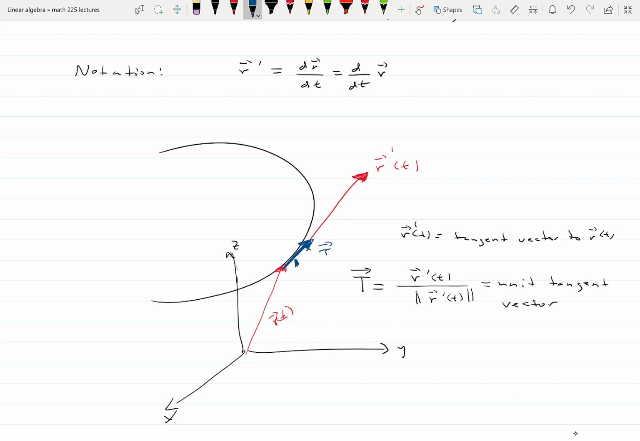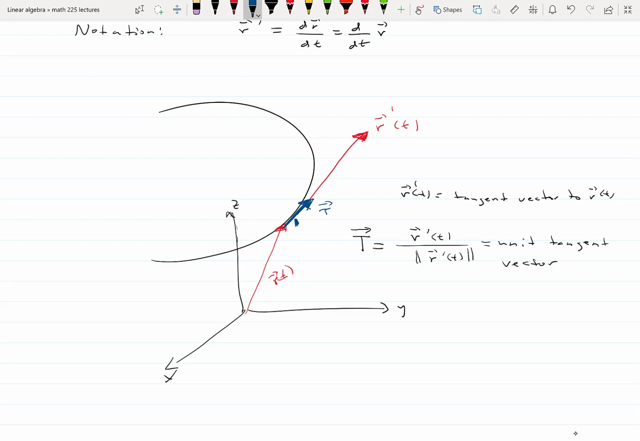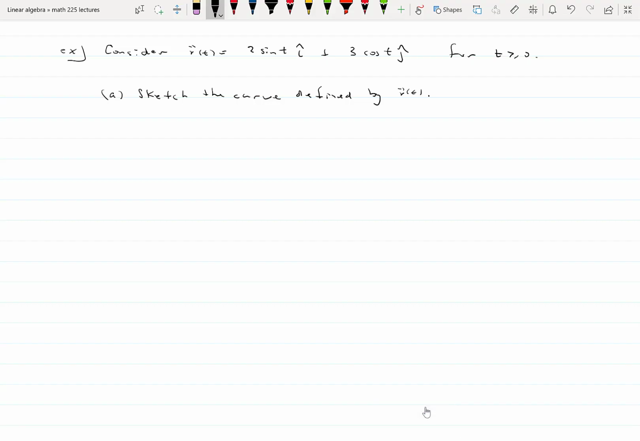Let's see here. So here's our next example. Consider the vector function r of t equals 2 sine t i plus 3 cosine t j for t greater than or equal to 0. So we're in 2 space, and we can consider this as an object moving in space, a fly moving in the xy plane. So the first thing I'm going to do is sketch the curve defined by r of t.